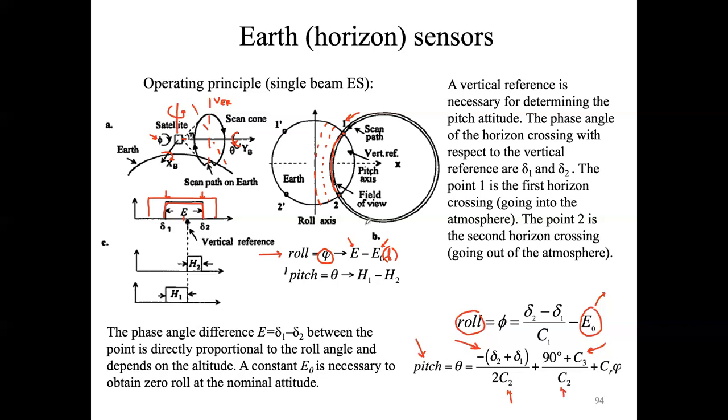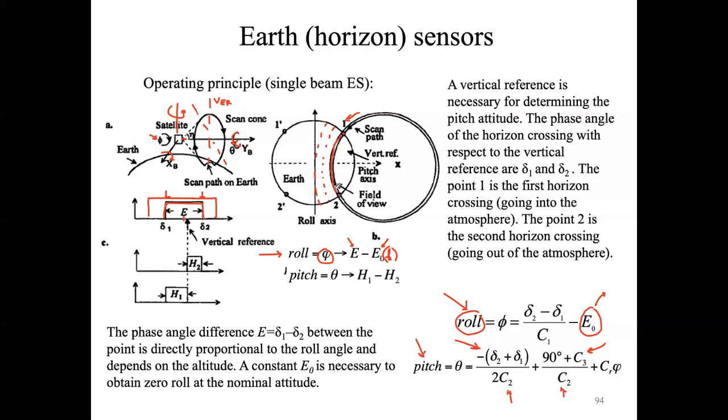So you're not able to directly determine phi because you have an additional parameter related to the altitude. In order to solve this problem, you have to assume that you know exactly where the spacecraft is with respect to the surface of the Earth. So you should know the altitude of the spacecraft to determine the roll axis without any ambiguity.